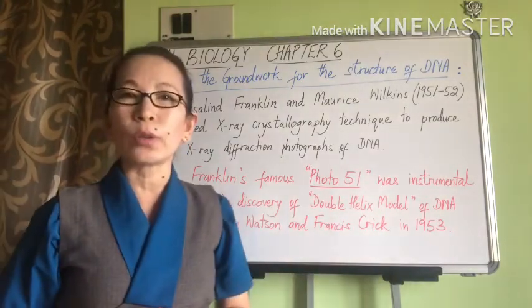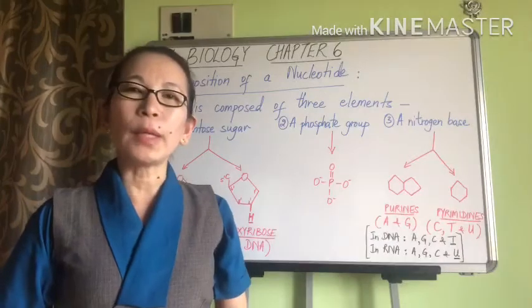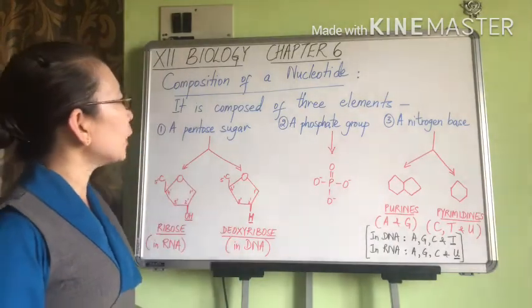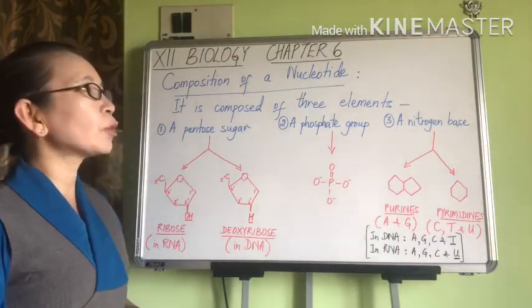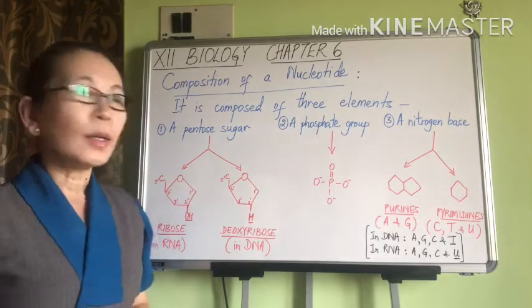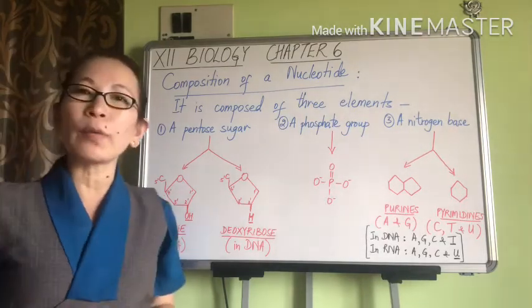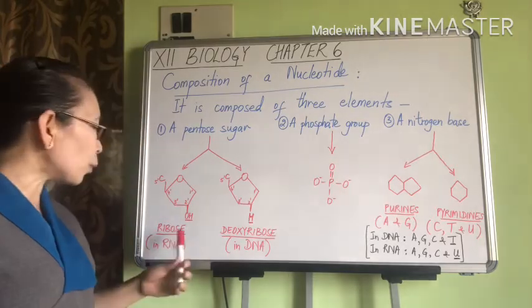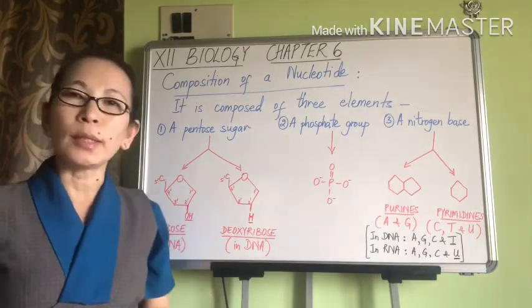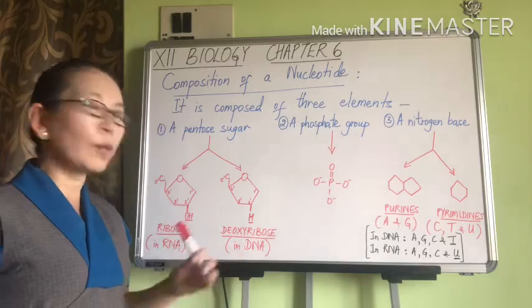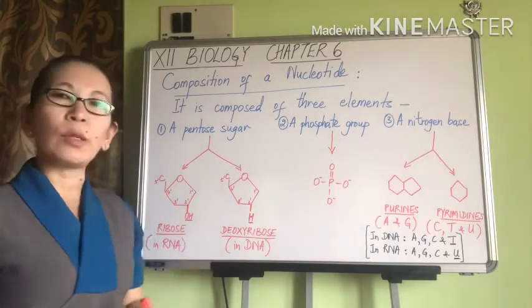As proposed by Levene, each nucleotide is composed of 3 elements, which are a pentose sugar, a phosphate group and a nitrogen base. Pentose sugar refers to a sugar containing 5 carbon atoms, which is ribose in RNA and deoxyribose in DNA. Ribose and deoxyribose differ in one functional group.